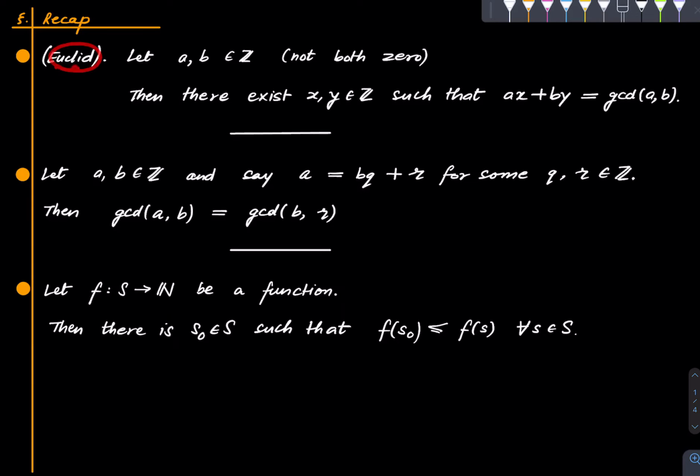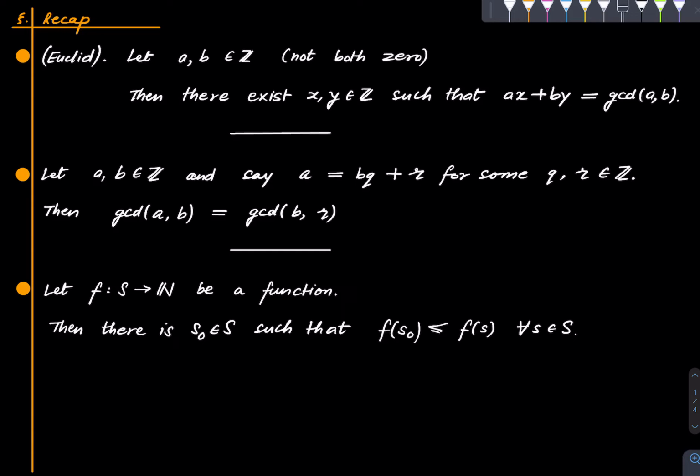What did Euclid's theorem say? It said that if we have any two integers, not both 0, so that their GCD exists, then one can find integers x and y such that one can write the GCD of a and b as the corresponding integer linear combination of a and b. It's a very nice theorem.